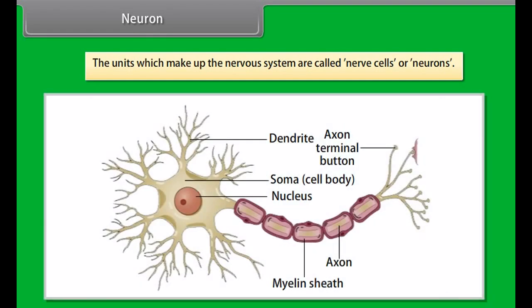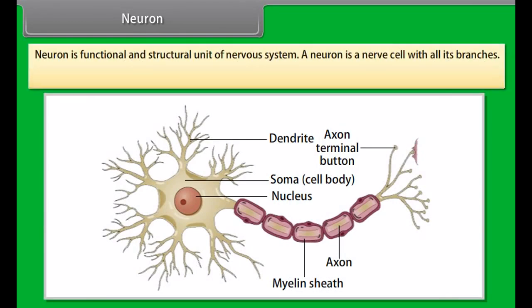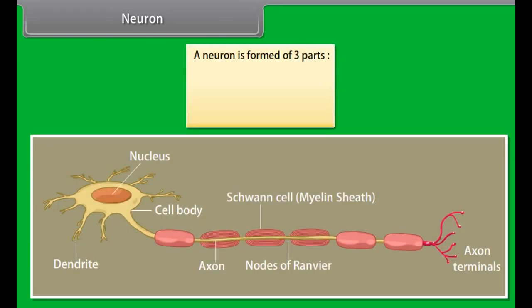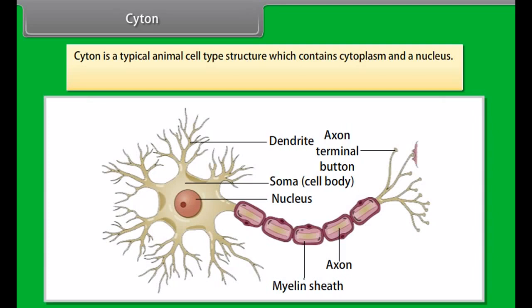The human nervous system is composed of three parts: the central nervous system (CNS), the peripheral nervous system (PNS), and the autonomic nervous system (ANS). Neuron. The units which make up the nervous system are called nerve cells or neurons. A neuron is the functional and structural unit of the nervous system. A neuron is a nerve cell with all its branches.